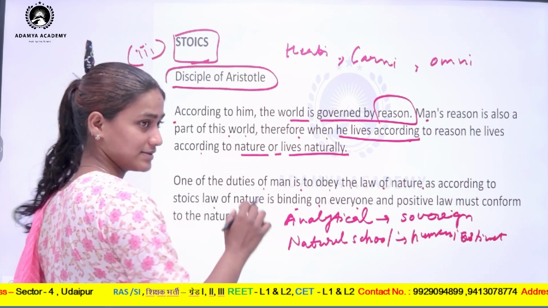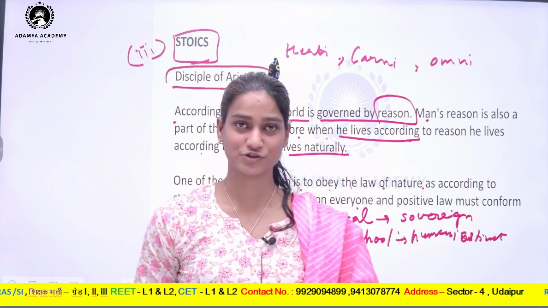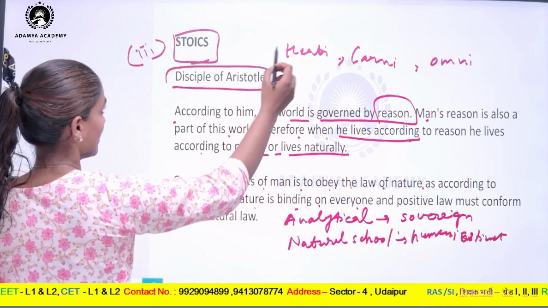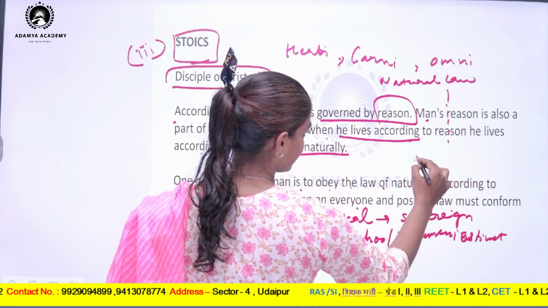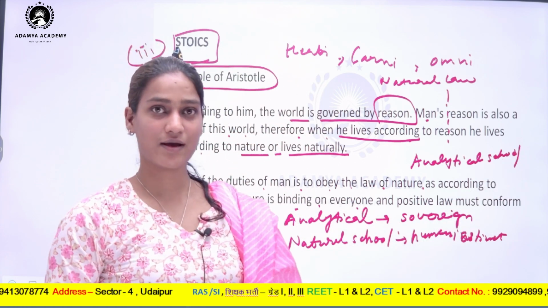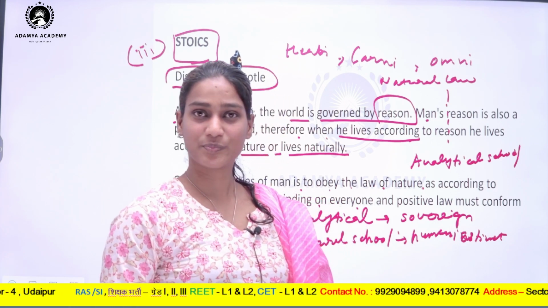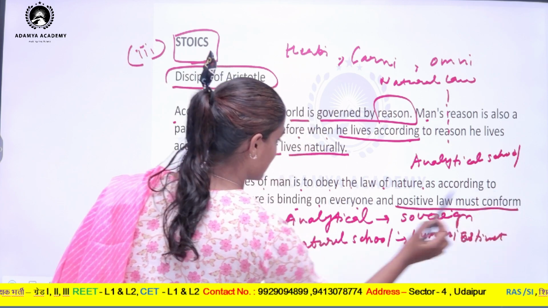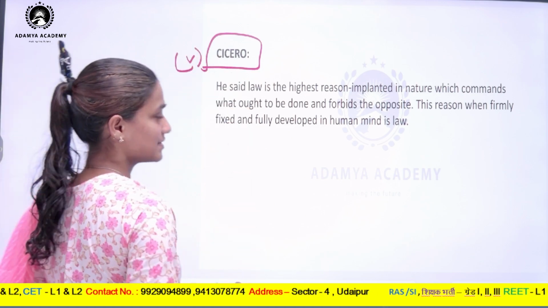So, as Stoics is the proponent of natural law school, obviously he will consider natural law to be above sovereign law or the analytical school. So he considers natural law to be above analytical school, which means that the sovereign has to also follow the natural law principles while governing its citizens. So the supreme law is natural law according to Stoics. Positive law must conform to the natural law. Then fifth proponent which we'll be studying is Cicero.